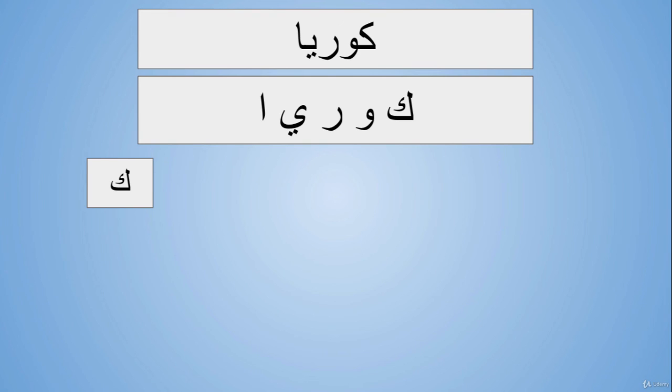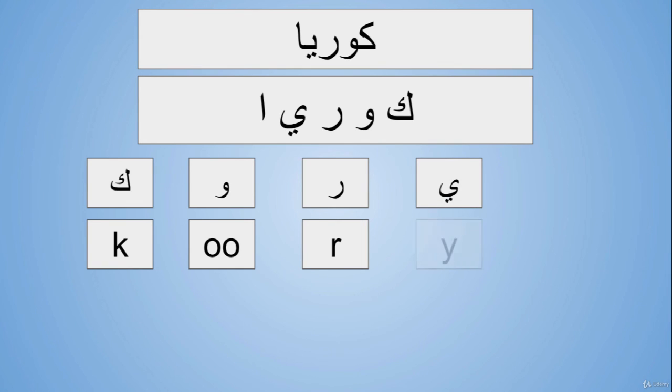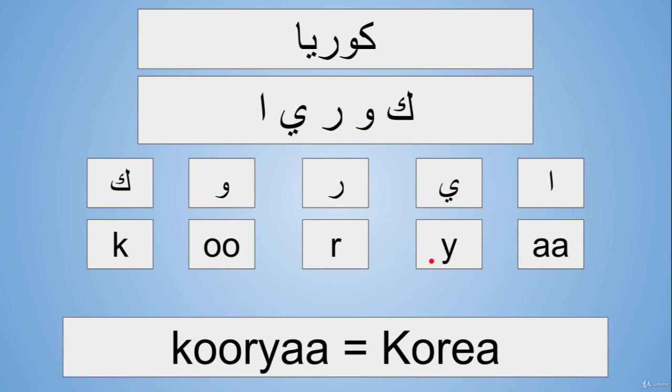So the first letter is the letter kaf, which sounds as k. And the second is waw, which sounds as wu. And the third is ra, which sounds as r. And the fourth is ya, which sounds as y. And the last letter is alif, which sounds as a. Let's put it all together, so you'll find it Korea. So this is actually how you write Korea in Arabic.